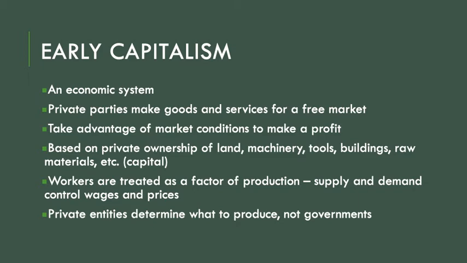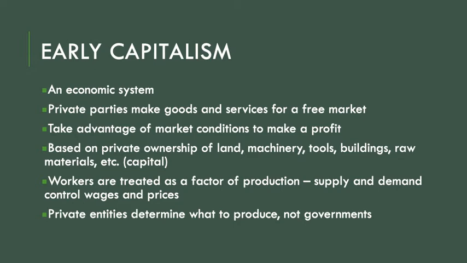So private parties make goods and services for a free market for people to buy. They take advantage of market conditions to make a profit. It's a system that's based on the private ownership of land, machinery, tools, buildings, raw materials, etc. And that's called capital. That's where the word capitalism comes from. Workers are treated as a factor of production. Supply and demand control wages and prices.